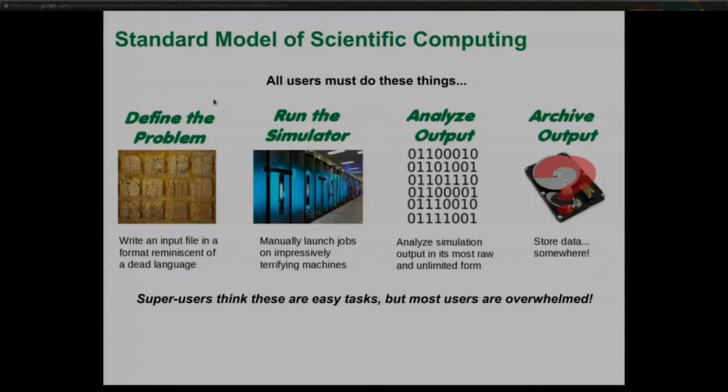So, all users have to do these things, and there are four activities that they have to do. Maybe there are more, maybe we could argue that there are fewer, but these are the four that we have identified with this project. Users have to define the problem, they have to run the simulation, they have to analyze the output, and they have to do something with their data.